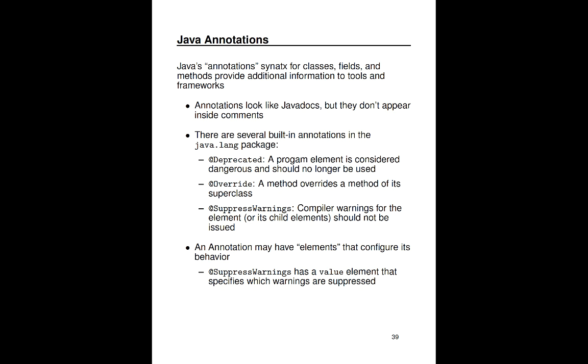Similarly, there is the @SuppressWarnings annotation, which instructs the compiler to not issue warnings for code in a particular method. An annotation can also have what are called elements to it, which is just some additional parameters to the annotation to specify more information about what's going on. So for instance, with SuppressWarnings, you can tell it what kinds of warnings you want to suppress.